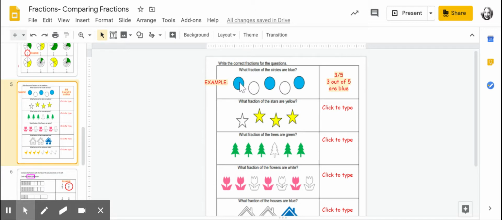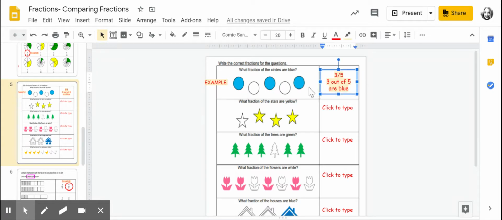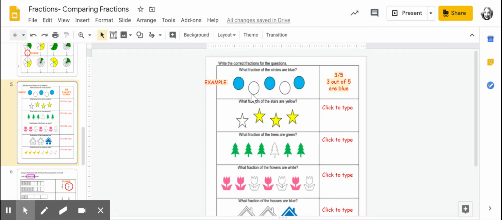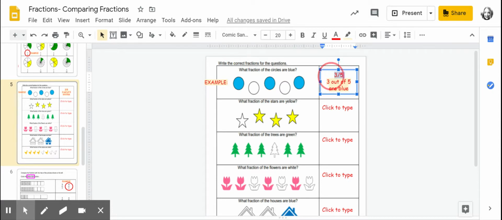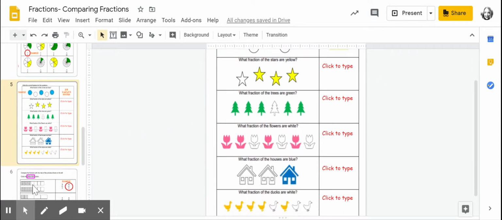So I just count my total amount of circles: 1, 2, 3, 4, 5. I have 5 total circles, but only 3 out of the 5 are blue. So remember, what would be the fraction if it was circles that are white? It would be 2/5, okay? 2 out of the 5. I've written it down in words as well as the fraction. You can choose to do both or just one, that's okay.